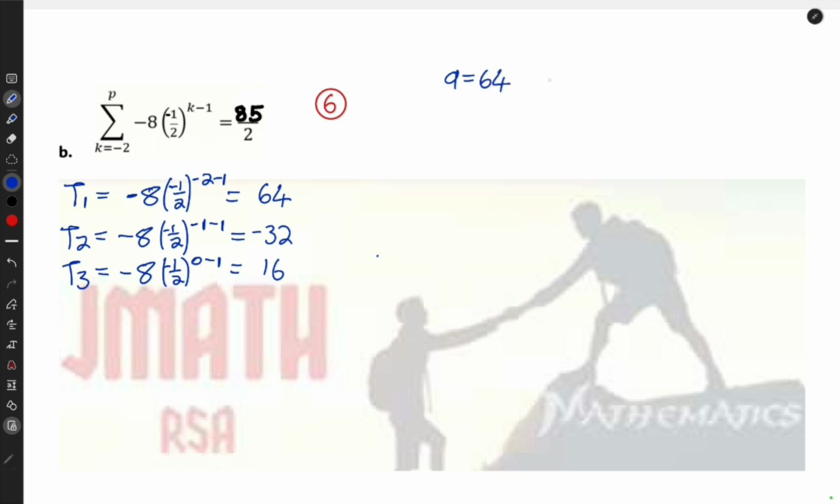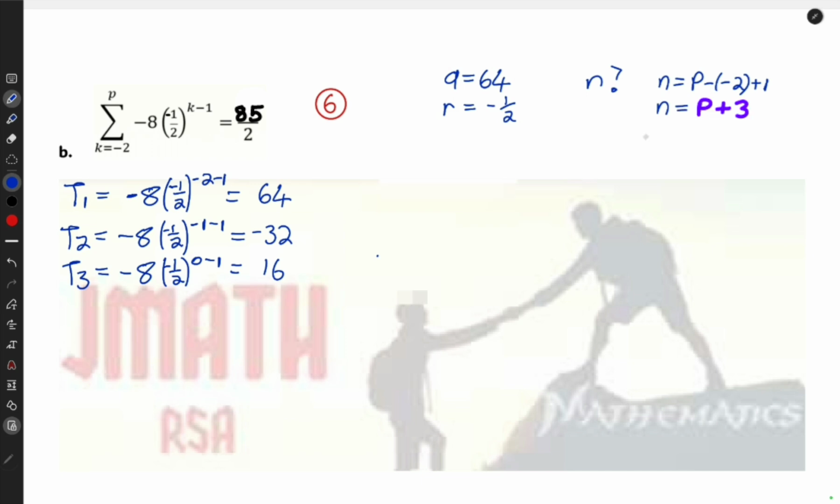My d or r, I must now decide. These are fractions and my variable is in the exponent, so that's a giveaway that this is a geometric pattern. So r would be equal to minus a half. And then n is what I'm looking for. But just like the previous sum, I know n is equal to top minus bottom plus 1. So in this case, that would actually then equal p plus 3.